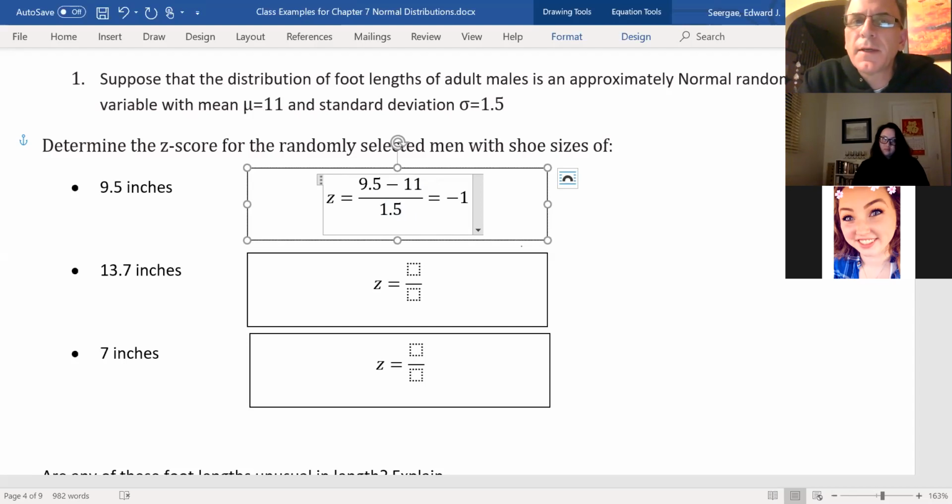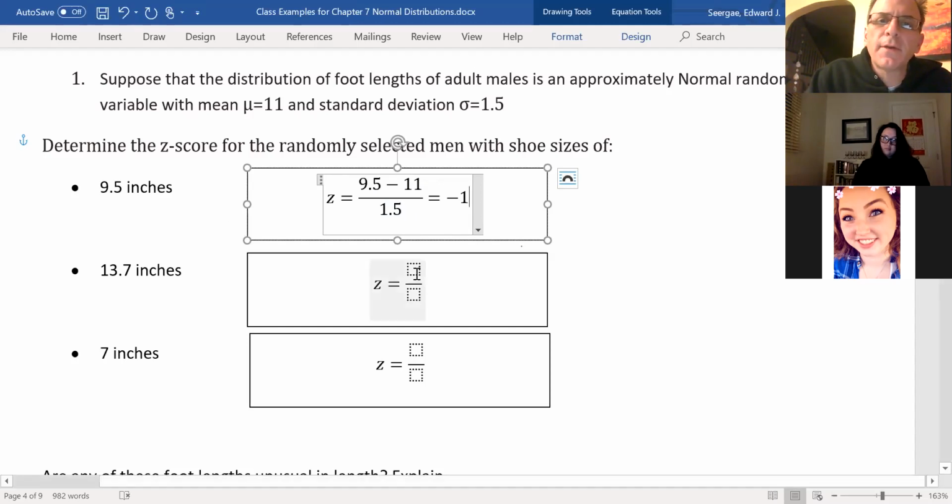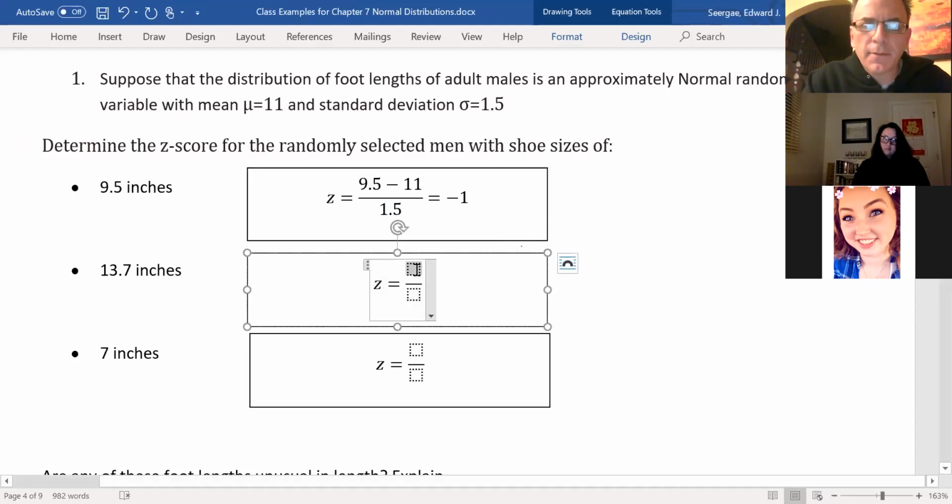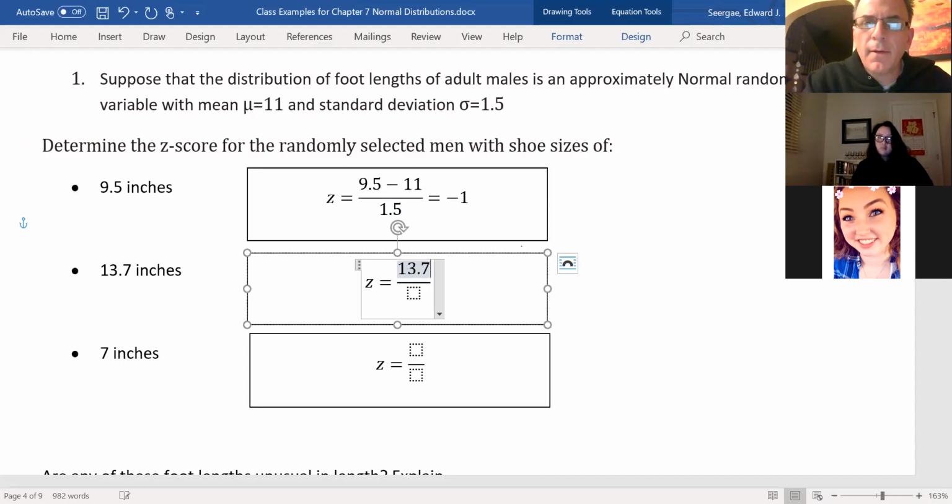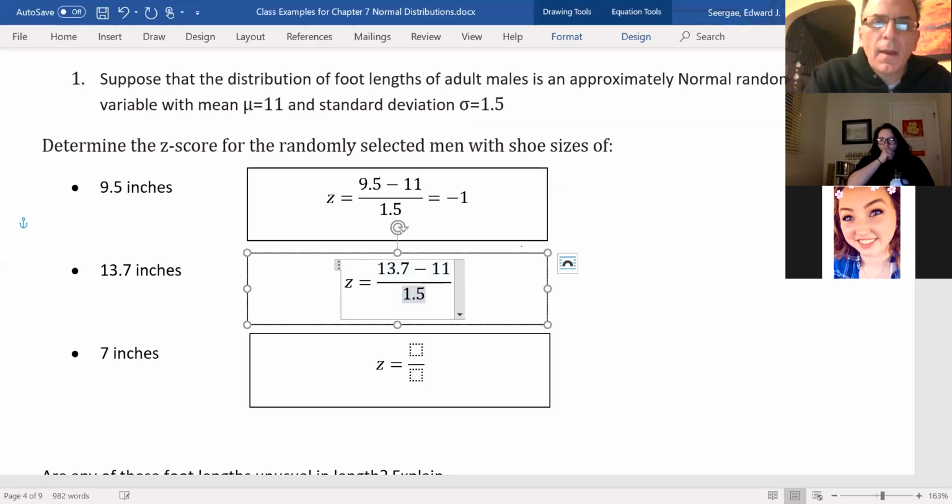And the reason why is because 9.5 is exactly 1.5 inches below the mean. And since the standard deviation is 1.5 inches, a person with 9.5 inch feet would be exactly 1 standard deviation below the mean. How about 13.7 inches? Well, that obviously would give me a positive z-score, 13.7 minus the 11, divided by 1.5. And when you're doing this again, make sure you subtract the top part first before you divide by the bottom.